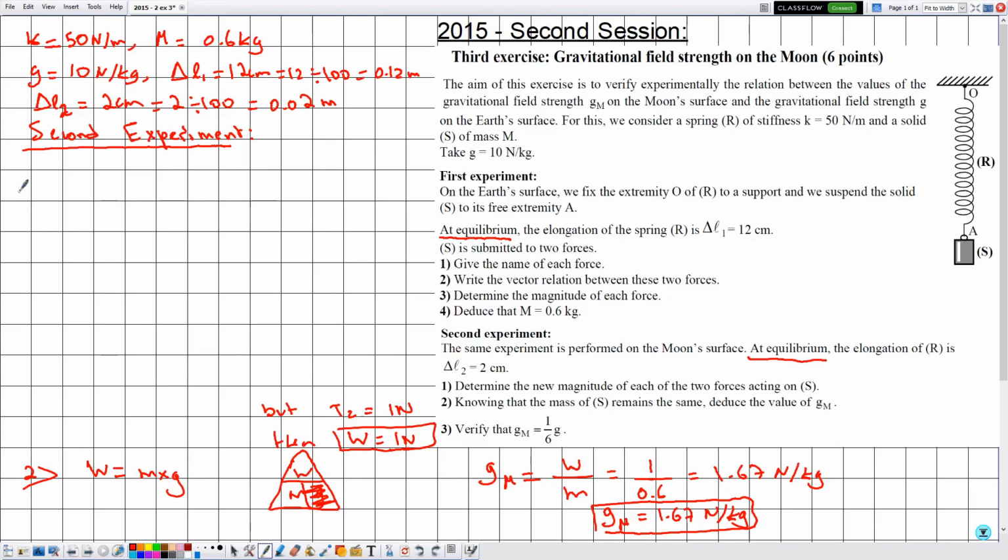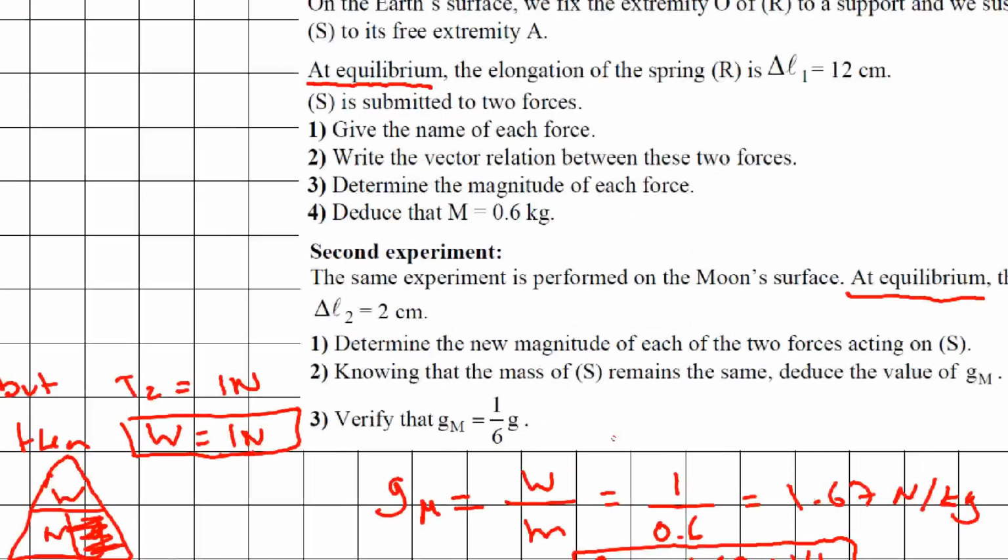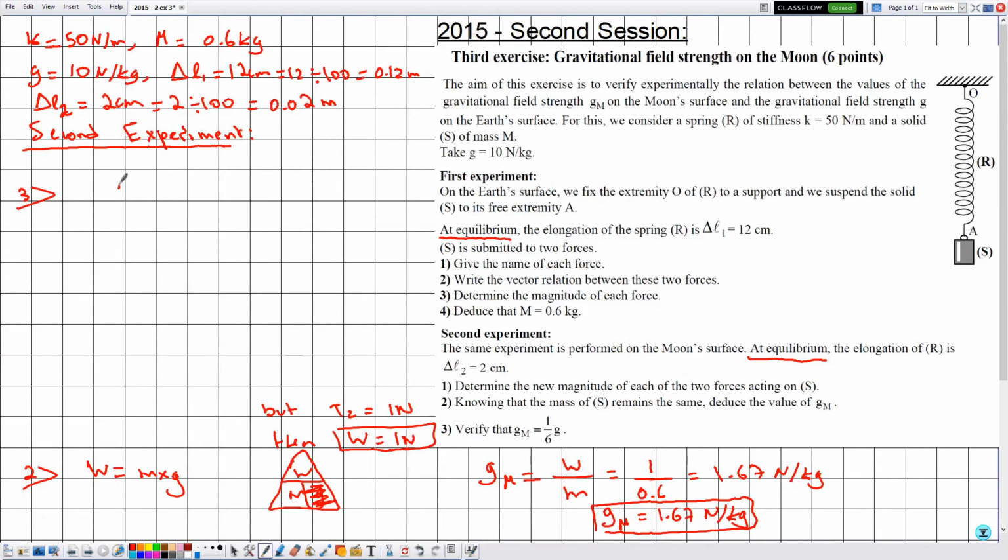Now finally in number 3, we need to verify that Gm is equal to 1 over 6 multiplied by G. We need to verify this equality between the gravitational field strength on the moon and the gravitational field strength on the surface of the Earth. So here we have a question mark. Now the value of Gm is given by 1.67, which is equal to 1 over 6. Now the value of G is given by 10.